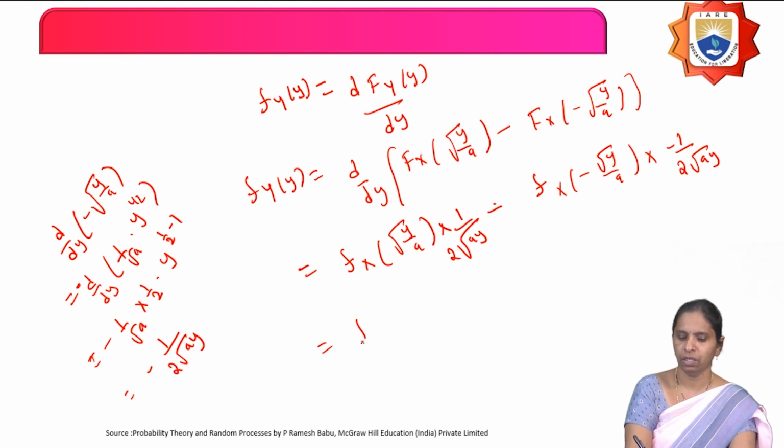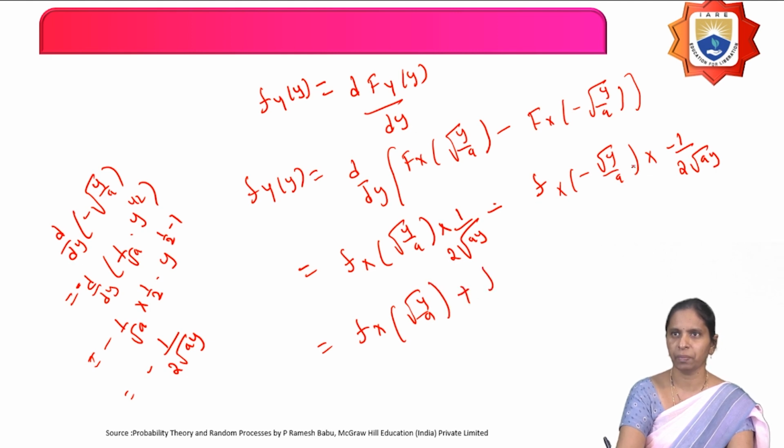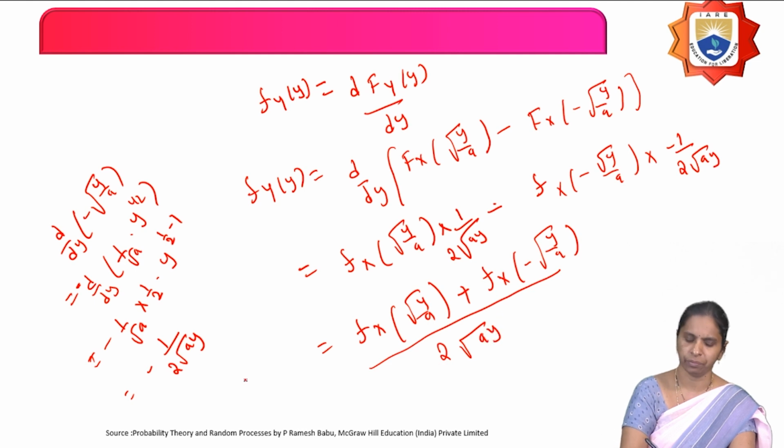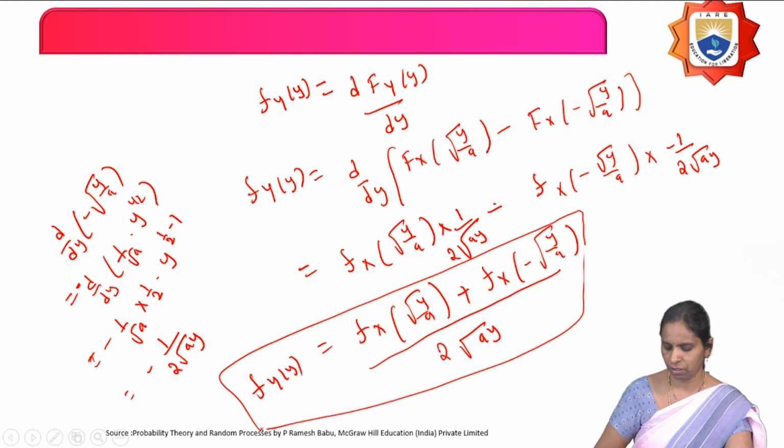That equals fX of square root of y by a plus, since minus of minus is plus, fX of minus square root of y by a, and because the denominator is common, you can take the LCM, giving 2 square root of a y. So this is nothing but the density function of the transformed random variable.